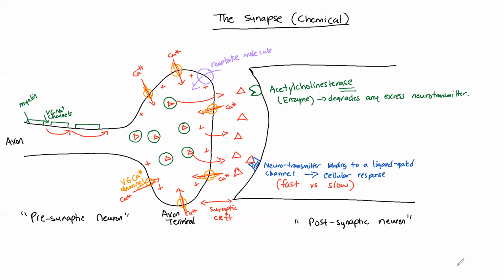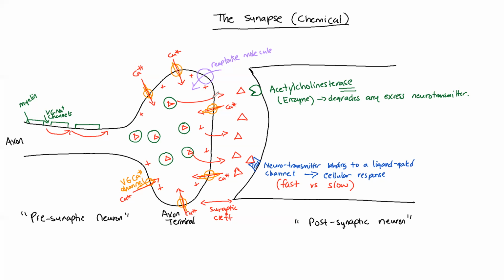All right. I had a question about the reuptake molecule and the enzyme. So does it matter which of the neurotransmitter neurons go to which side? Does it matter which neurons go to the reuptake molecule versus the enzyme?